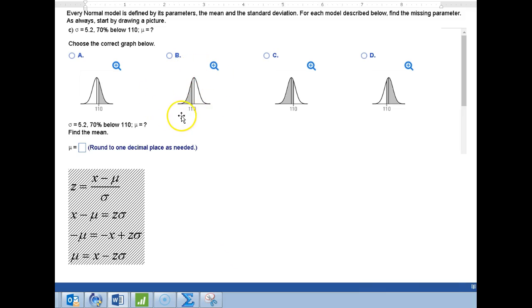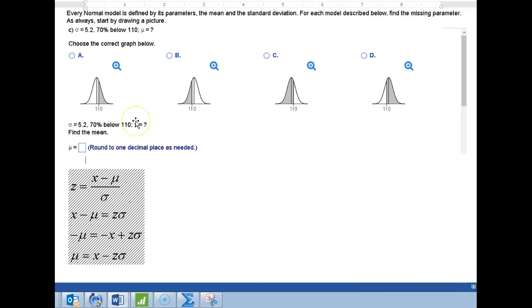The answer cannot be this one, because if I look at the shaded area right here, this shaded area is something, whatever it is, it's less than 50%. It's certainly not 70%. On the other hand, when I look at this one, then 50% of my area is below the mean, which is this line right here. And then if I add the other little bit of shaded area over on this side, well then yeah, that looks like it could be 70%. This is going to be the answer.